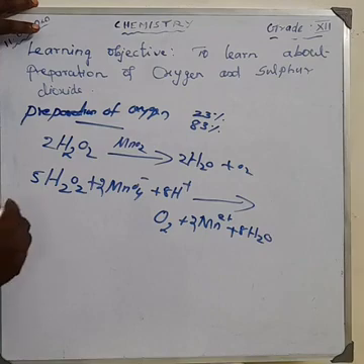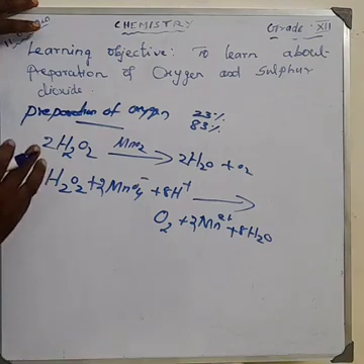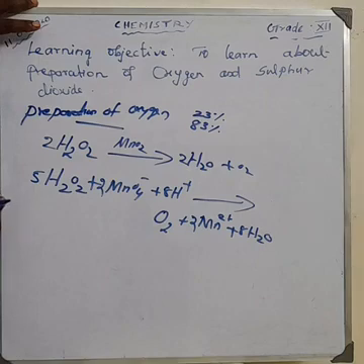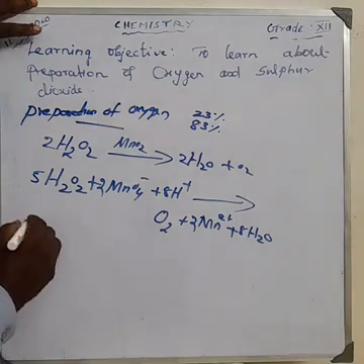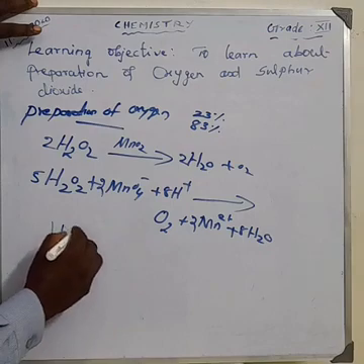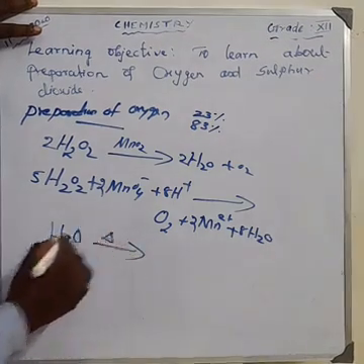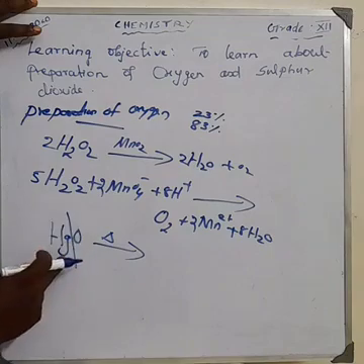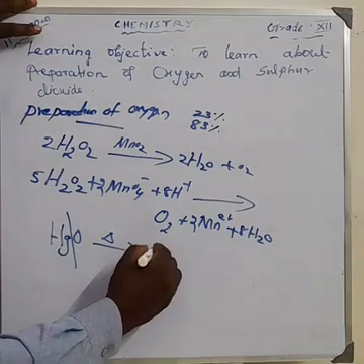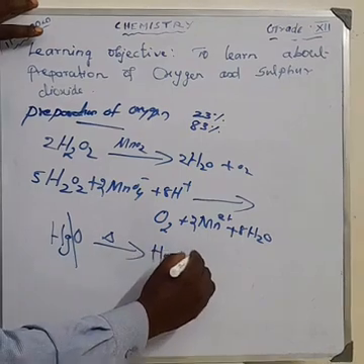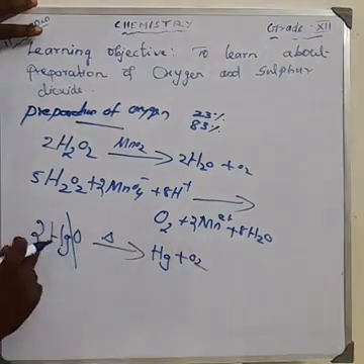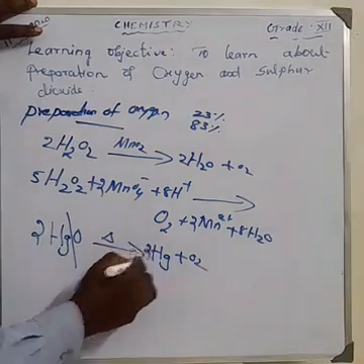Then, metallic oxides. Examples are mercury oxide, barium peroxide, potassium chlorate, potassium nitrate. These are all metallic oxides. On heating, what is obtained? Take mercury oxide. On heating, we get mercury plus oxygen. Two oxygen is there, so make it 2 here, and 2 mercury is there.